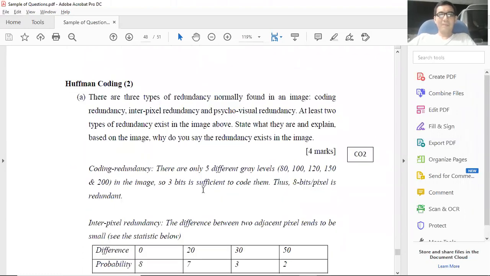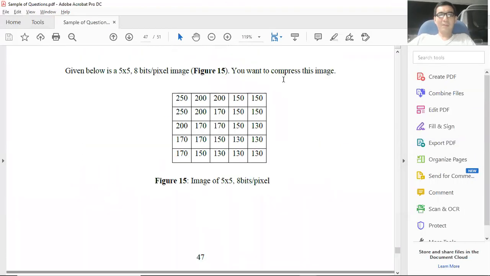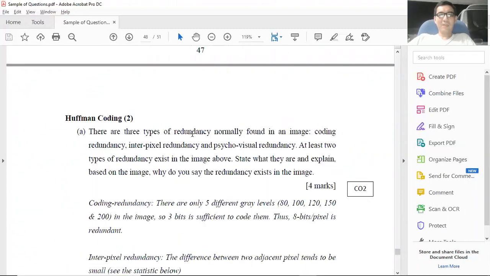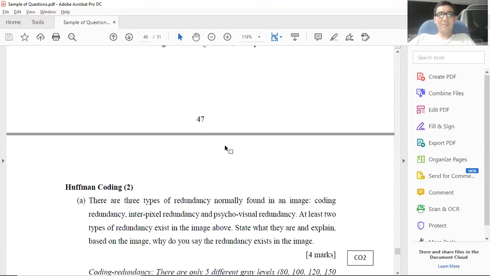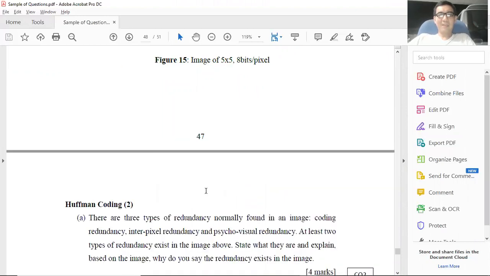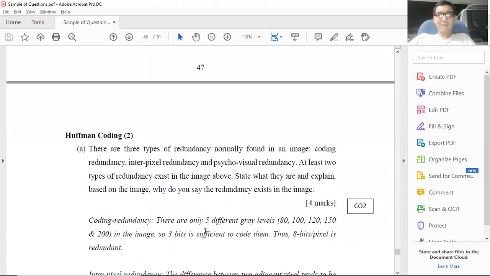All right. Next, Huffman code 2. So you are given an image like this. So you have to compress it. So you need to describe the type of redundancy in the image. So the first one is actually coding redundancy because you're using 8 bits. But how many levels are there? You have only 5 different levels, 80, 100, 120, and so on. So for 5 gray levels, you need only 3 bits to code them. So 8 bits is actually redundant.